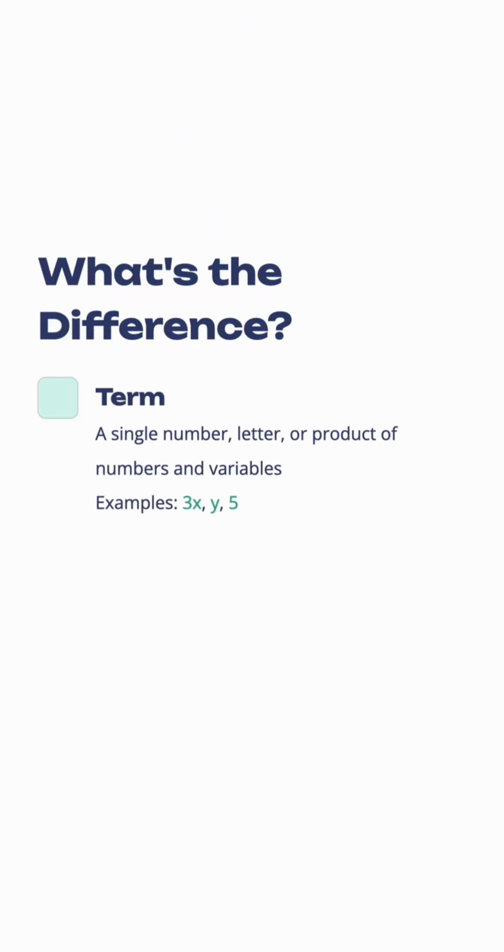A term is your most basic mathematical unit. It's a single number, letter, or product of numbers and variables. Think of examples like 3x, just y, or simply the number 5.